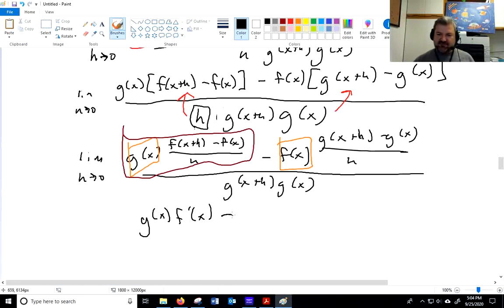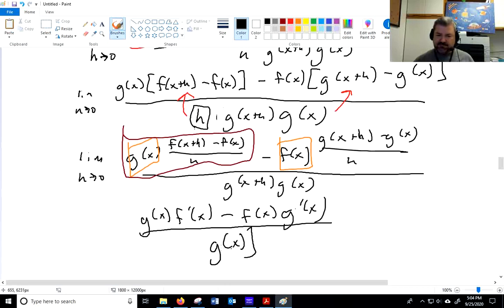And then over here, that f of x has no h in it. So that's just going to be f of x. And that must be g prime of x, right? Now on the bottom, when I take the limit as h goes to 0 here, then this g of x plus h is just g of x. And now it's g of x times g of x, which is low, low. So it's low d high minus high d low all over low, low, which was to be shown. And that is the derivative.